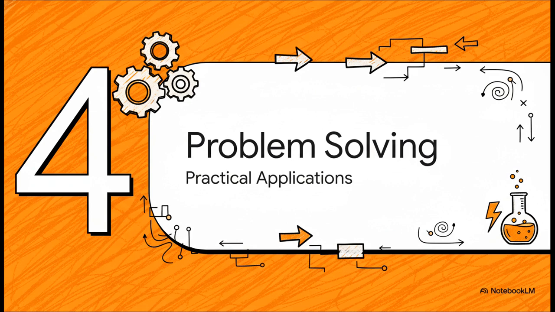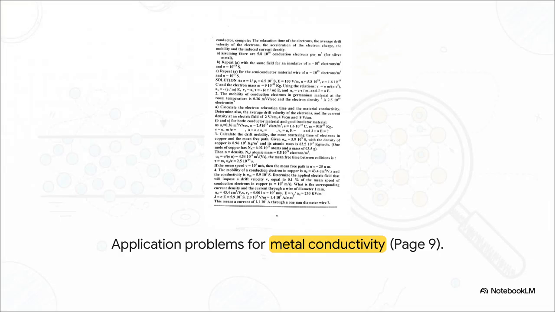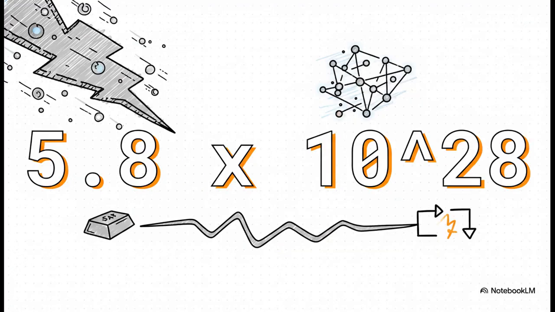So let's skip ahead to page 9 and actually crunch some numbers together to prove what we've learned. We're going to use these 4 specific applied problems to mathematically prove exactly why silver is so vastly superior to an insulator or a semiconductor. Let's put our equations to the test. Check out this absolutely massive number, 5.8 times 10 to the 28th. That represents the conduction electrons per cubic meter in silver. This colossal density is the real secret behind silver's immense ability to conduct electricity.